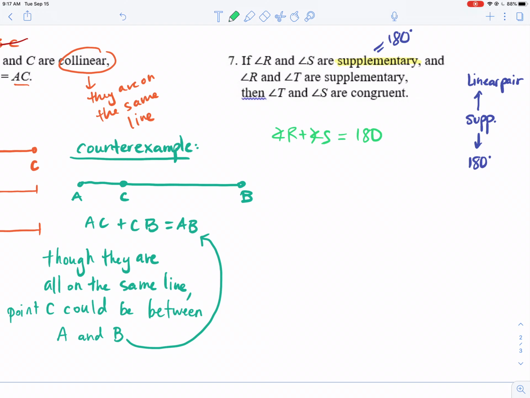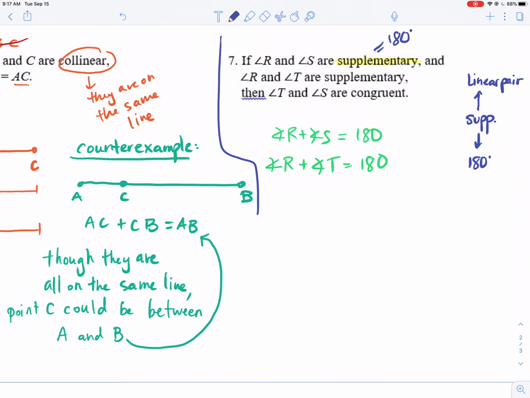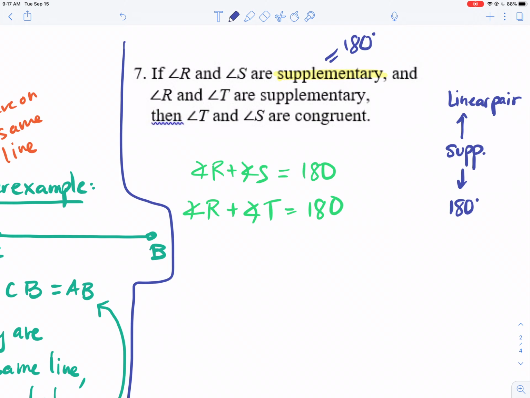Okay? And then it says that angles R and T are also supplementary. Angle R plus angle T also equals 180 degrees. I'm going to kind of give us some space away from that one. Okay, so just from that, angle R and S are supplementary, and angle R and T are supplementary. And then it's telling us that angles S and T are congruent. So it's almost like a process of substitution that we have here.